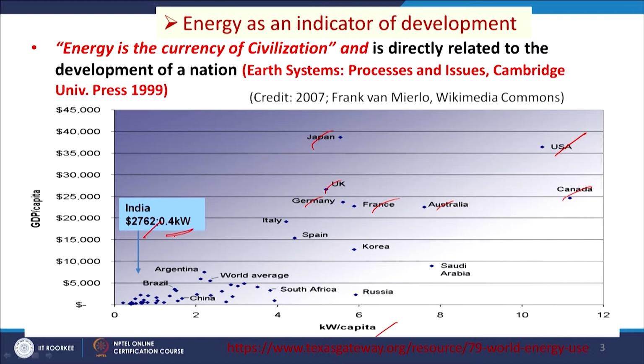So, if we want to develop, we need to increase our energy production, but if we produce more energy, at the same time more pollution is also generated. So, growth, that is the GDP, and the efficient use of energy, that is energy efficiency, are being considered in recent years as the indicators for sustainable development.